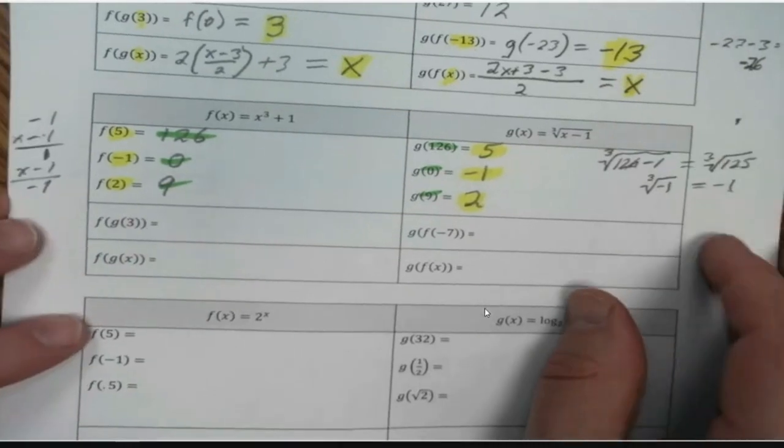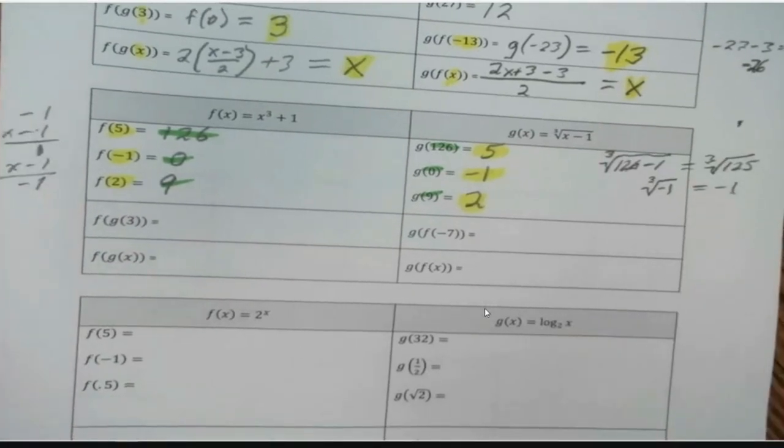F of G of 3. What do you think that's going to be? You've got to put 3 in the G, and then whatever you get there, you substitute in the F.